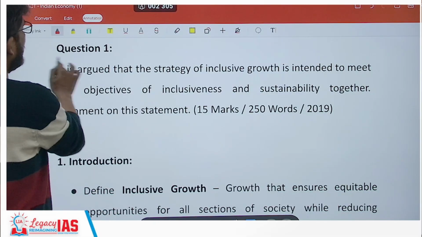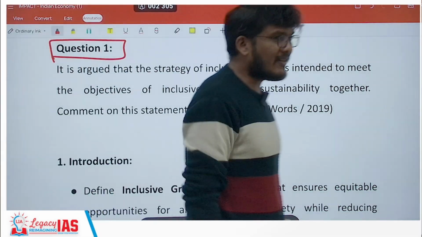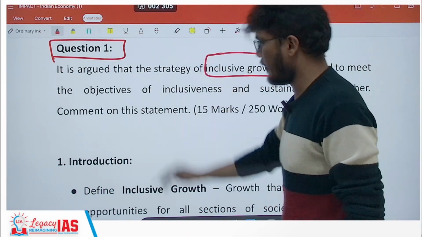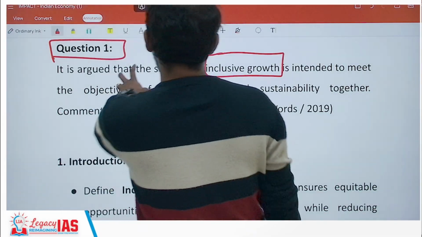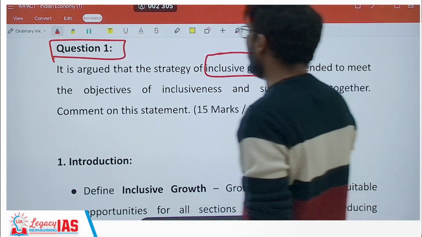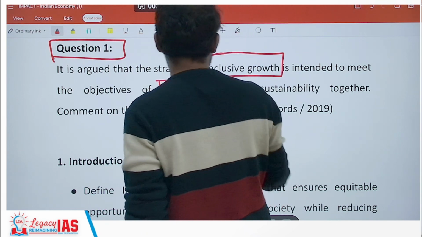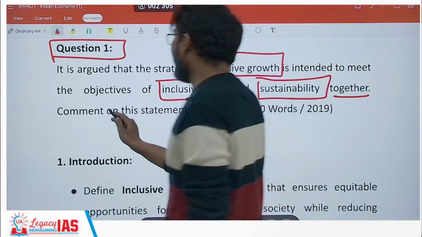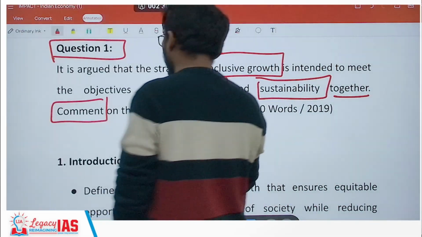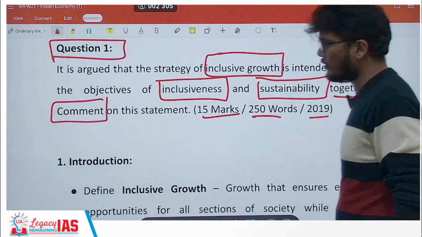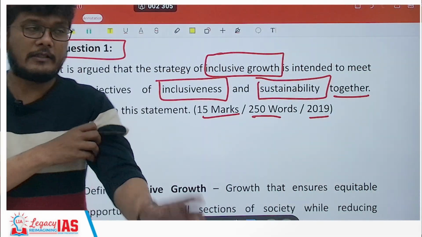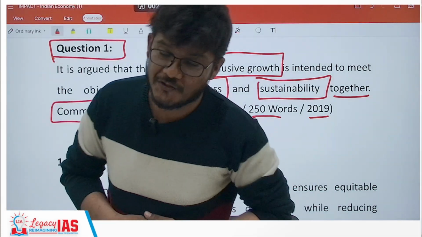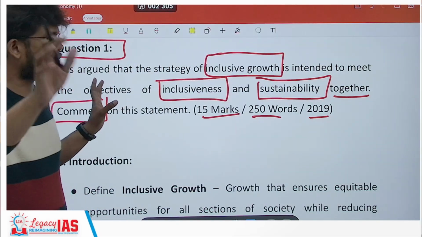The very first question that we take here says that it is argued that the strategy of inclusive growth, so again inclusive growth comes into the picture, is intended to meet the objectives of inclusiveness and sustainability together. Comment on this statement. It's of 15 marks, 250 words, asked in 2019. Now, the directive word is comment over here. All those things have been taken up in the first session itself. So it's safe to assume that you are thorough with it.